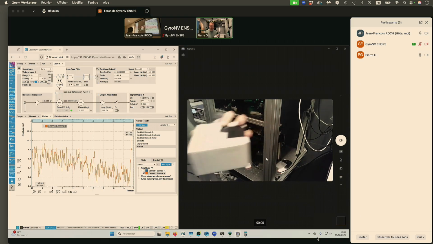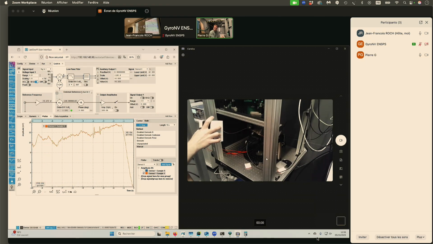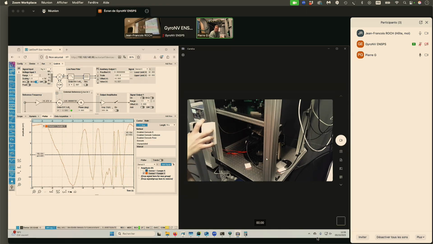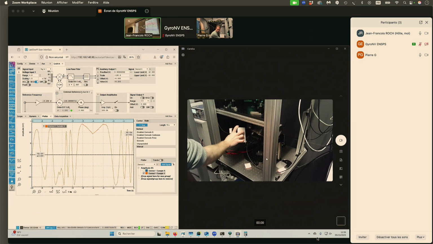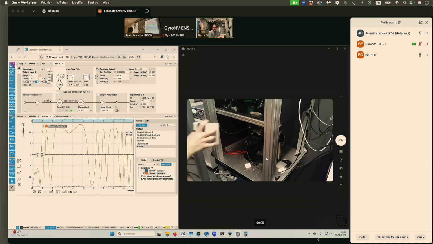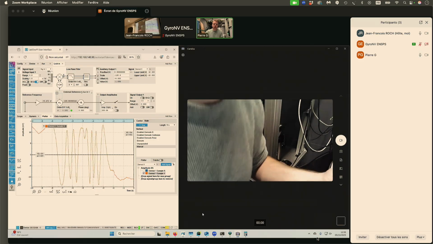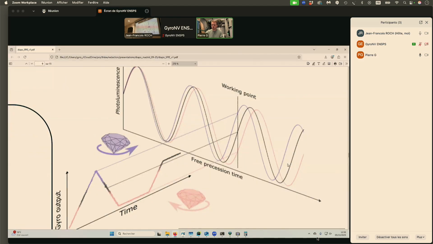Okay. So let me show you what happens when I go near with the magnet. You can see this oscillation, just the Ramsey fringes that somehow change the Ramsey frequency. Exactly. So with the magnetic field, in some kind of way, we are going back and forth in this oscillation, in the reference oscillation, okay?